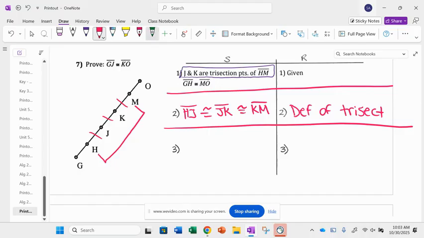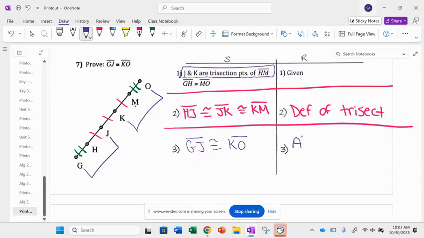Okay, but there's more given. Now they're telling us that GH is congruent to MO. So I mark that. And now our last statement is always what we want to prove. So I'm going to write down GJ congruent to KO. We want to prove that G to J is congruent to K to O. They absolutely are congruent. Does anybody think they know the reason why? Jack? Addition. It is absolutely addition, right? 2 tick marks plus 1 from G to J, and then from O to K is also 2 tick marks plus 1. So that's addition.